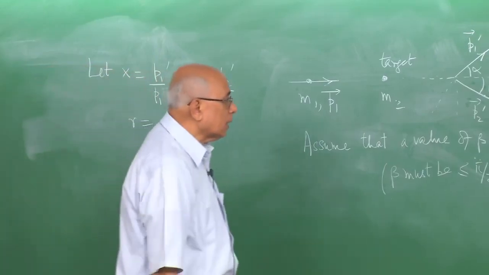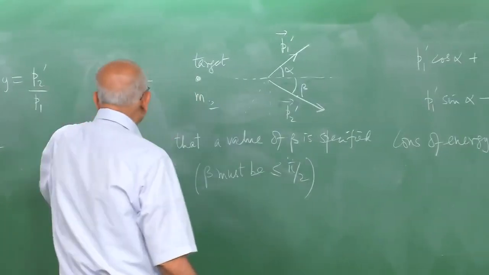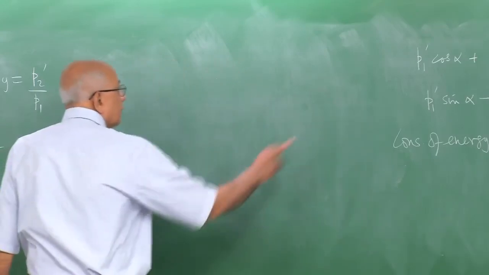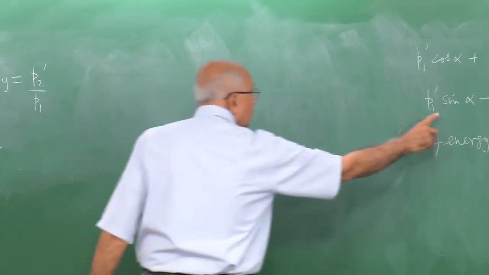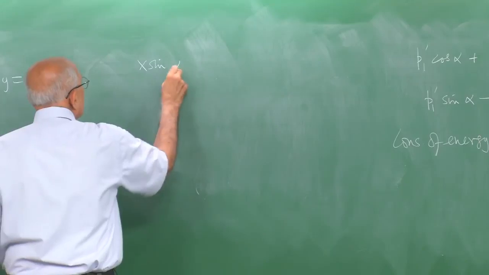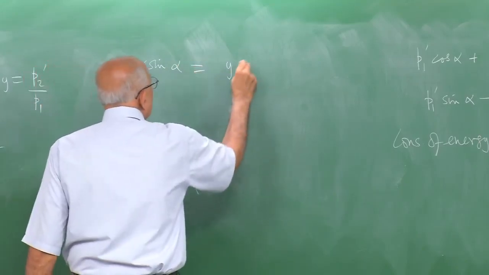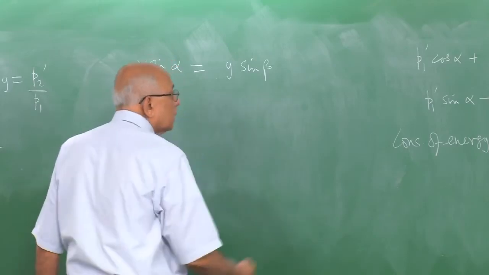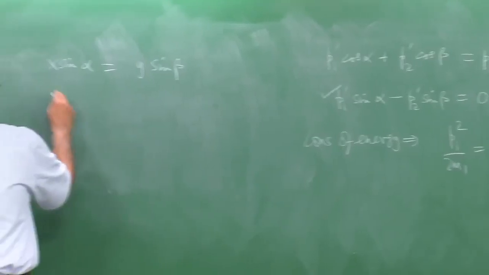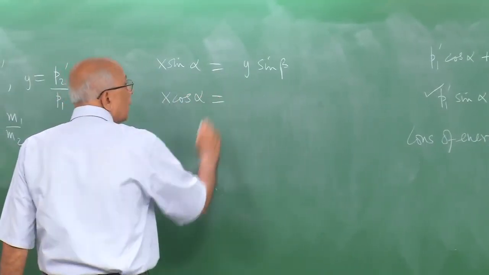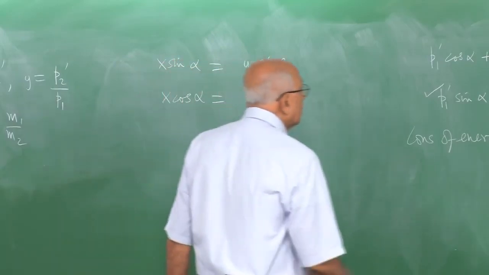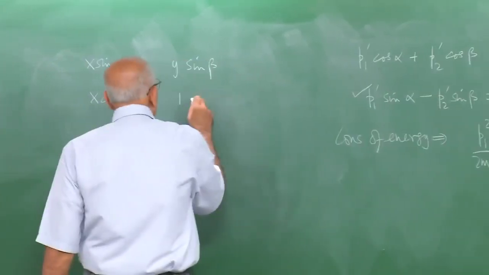And then what do these equations look like? Well, they simplify quite a bit. So here we are, we have this first equation, this equation here. If I divide through by P1, it says x sine alpha equal to y sine beta. That's the first, this equation is gone. Okay. Then this equation says x cos alpha equal to, I'm dividing through by P1, so there's a 1 on the right hand side, right? And then this becomes minus y cos beta.